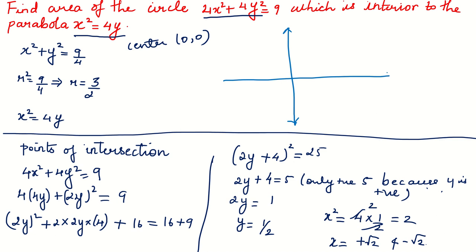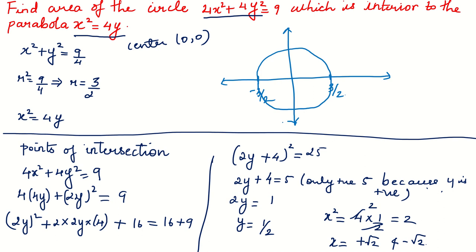We have a circle which is centered at the origin, and the radius is between minus 3 by 2 and 3 by 2. So this is my circle. I'm interested in the coordinates of the x-axis because I will integrate along the x coordinate.